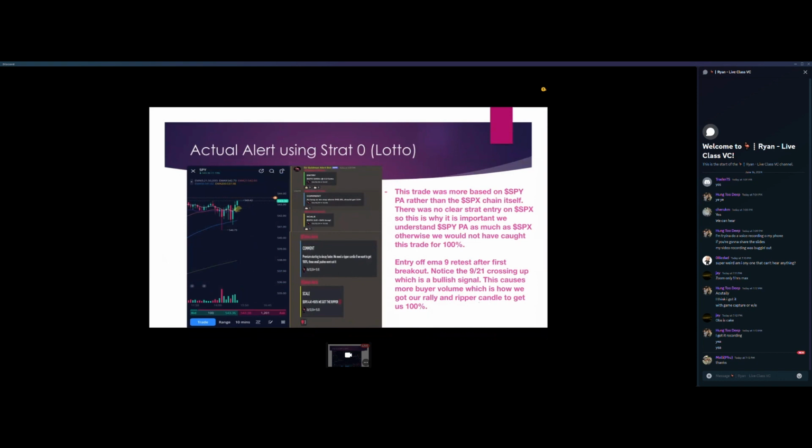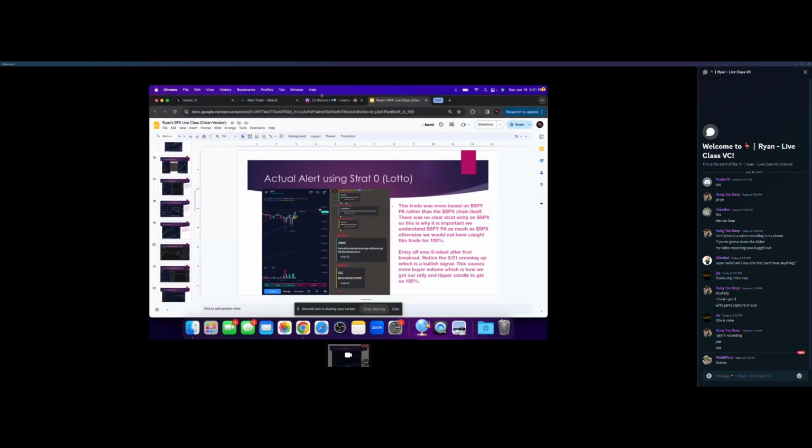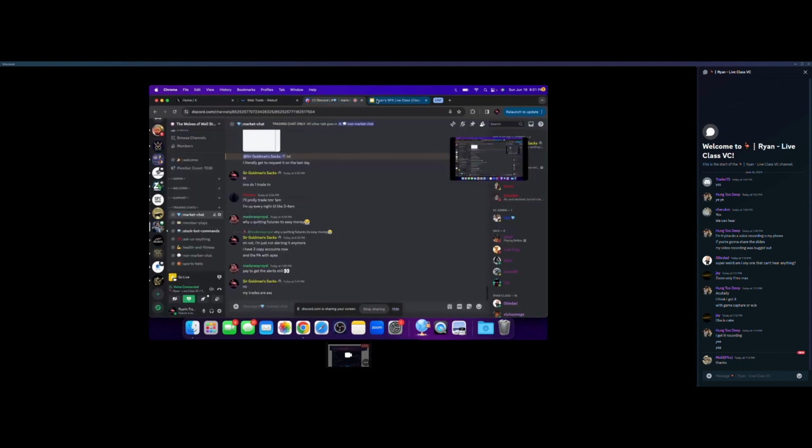Any questions on this? Because this was a little bit more confusing because there's no SPX entry, but I want you guys to understand that you can still use SPY price action to trade towards the end of the day if there's no clear SPX entry. Any questions?